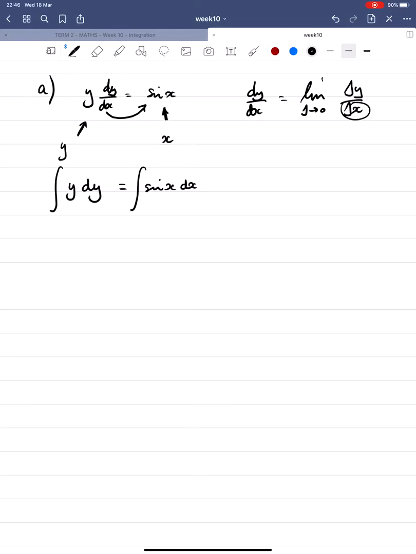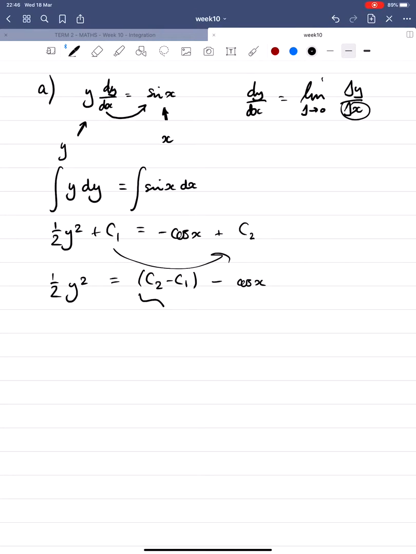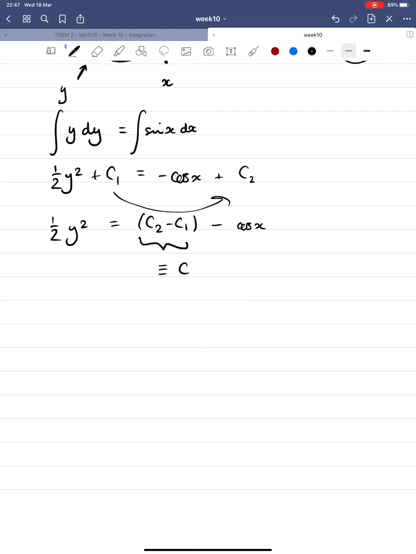Now I do this integration, which is very simple. I've got a half y squared plus some constant, let's call it c1. Sine integrates to minus cos x, and then there's another integration constant. I can always move this constant over here, in which case I get a half y squared is equal to c2 minus c1 minus cos x, and then I can let this thing equal c. I could then do a bit of rearranging: multiply by 2 and take the square root, in which case I would get y of x is equal to the square root of 2 lots of (c minus cos x). And that would be the solution.